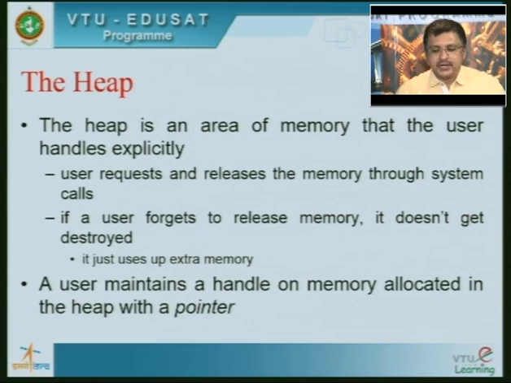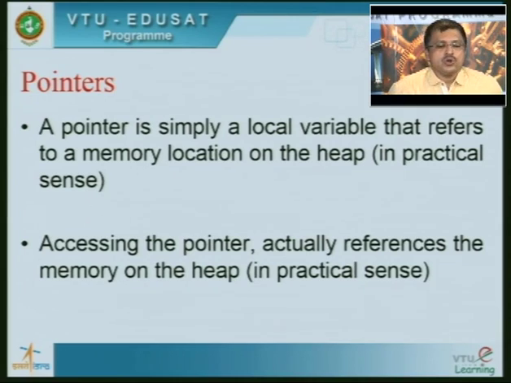Okay. So, the user maintains a handle on memory. Whatever memory the programmer acquires from the heap, he maintains the identity of that storage using a pointer, and you all know what a pointer is. Another view of a pointer is that a pointer is a local variable. If you remember, most of the examples that we saw yesterday declared an integer or a variable, declared a pointer variable, and then manipulated the pointer to see how the value of the variable can be accessed.